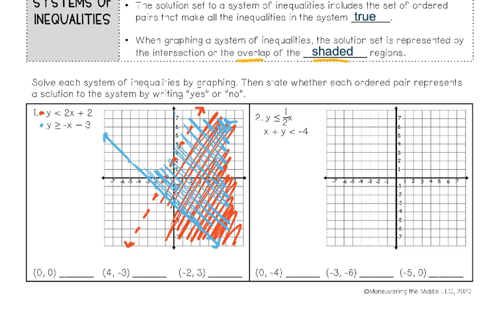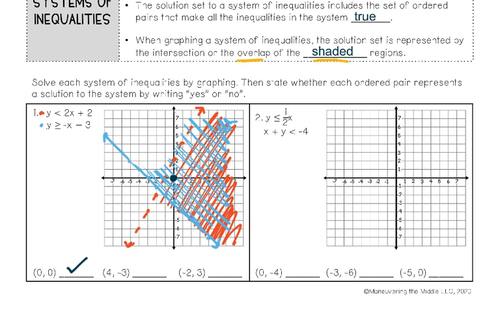What you should realize is that the part that's overlapping is the red and the blue region. So this area is the solution set for this system of inequalities. So the point 0, 0 is in the overlapping shaded region. That is a solution for both inequalities. That's why it's a solution to the system of inequalities.